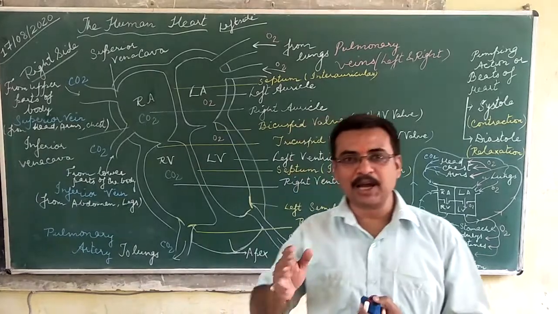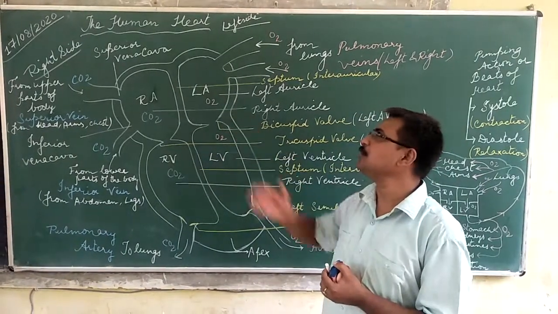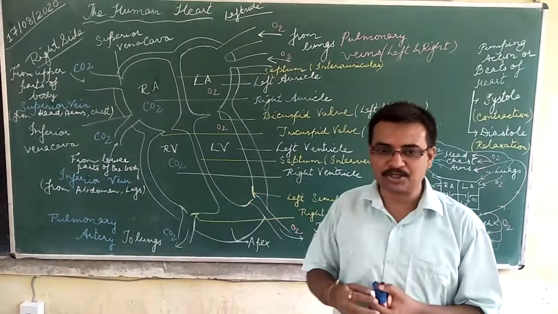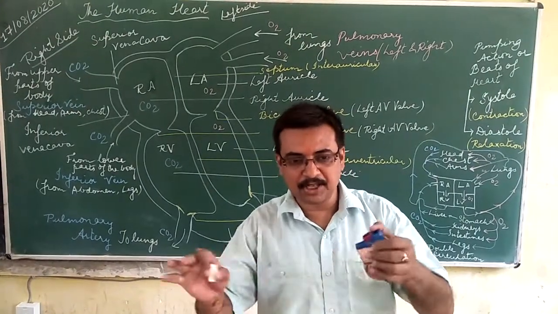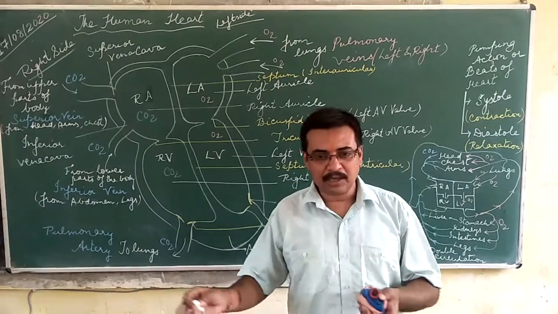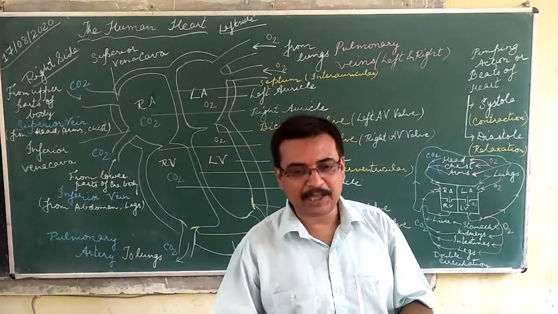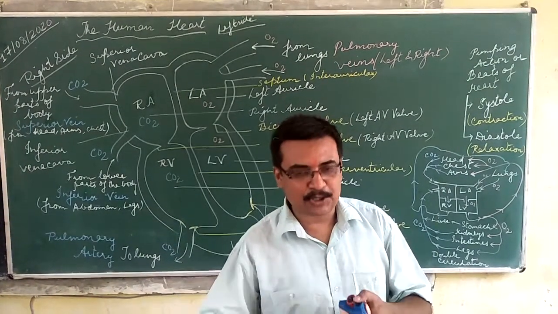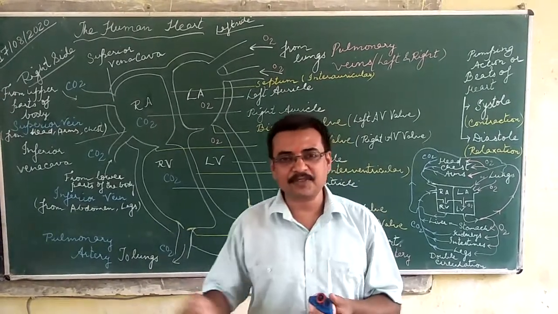We are going to have the entire human heart and circulatory system as a revision. This is a very summarized version, which we will do one by one, and I hope you will be able to understand. If you can, please send your responses after this. So we start with the human heart.